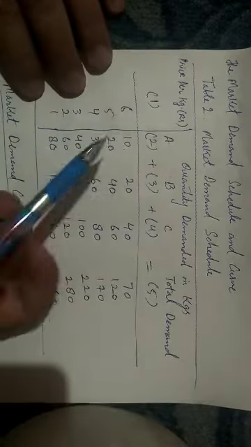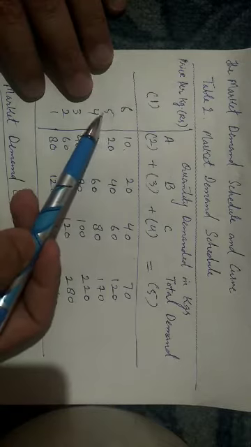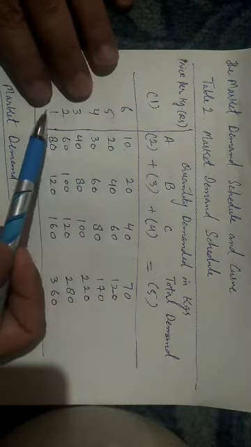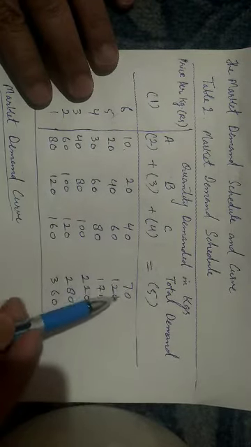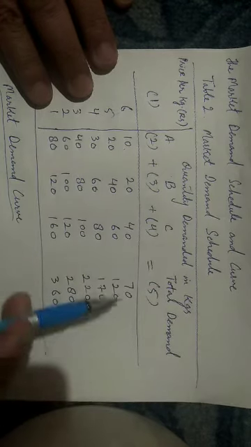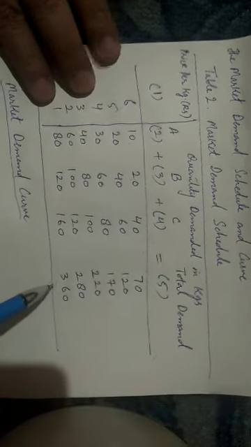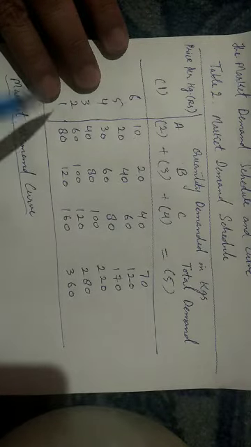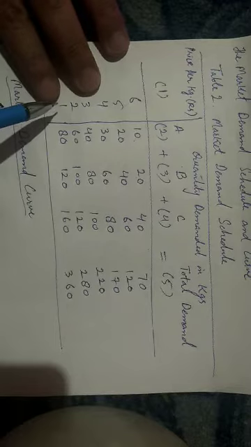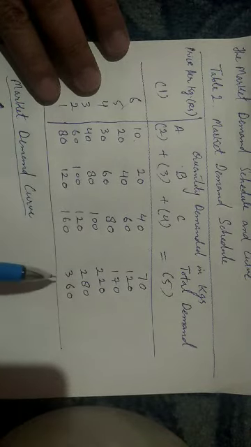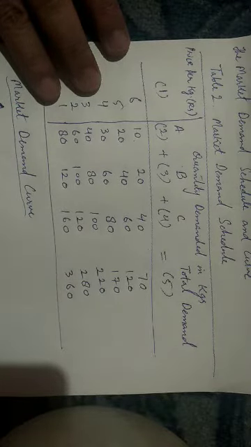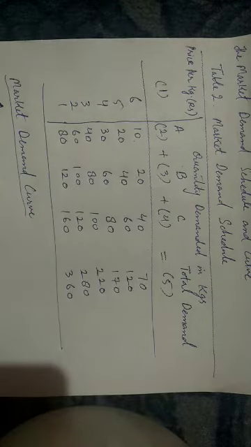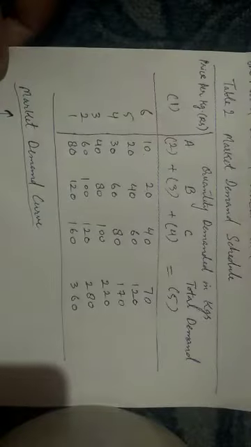Now finally, when the price goes down and reaches rupees 1 per kg, we can see this time the demand also increases and the market demand is 360 kg, when the price is rupees 1 per kg. The market demand is 360 kg of a commodity, right? Now I will show you this market demand with the help of a curve, the market demand curve.